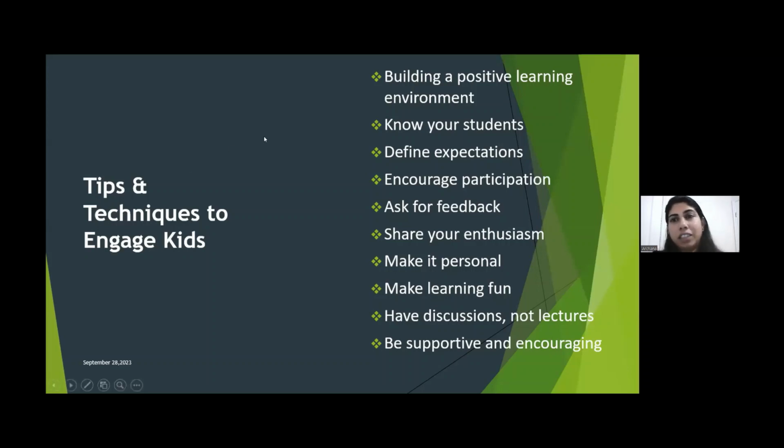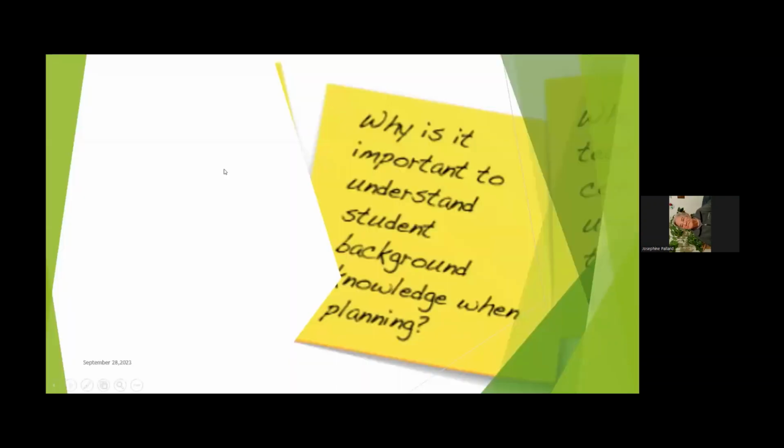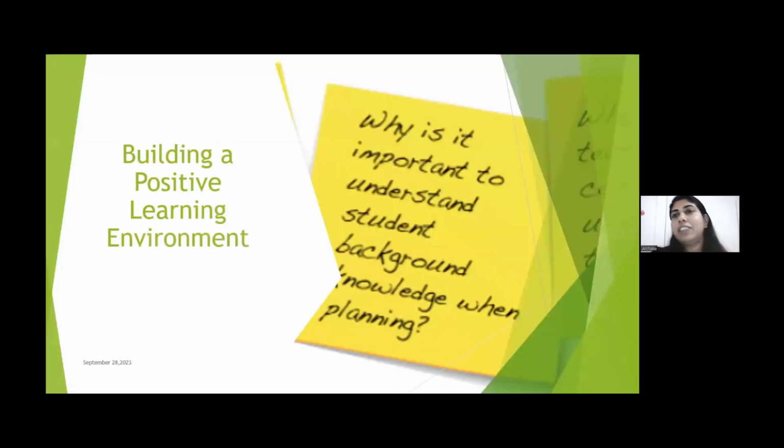Building a positive learning environment, know your students, define expectations, encourage participation, ask for feedback, share your enthusiasm, make it personal, make learning fun, have discussions, not lectures. We are not here to give lectures. Be supportive and encouraging. So, building a positive learning environment. When we say this, how can we build a positive learning environment? What do you think?